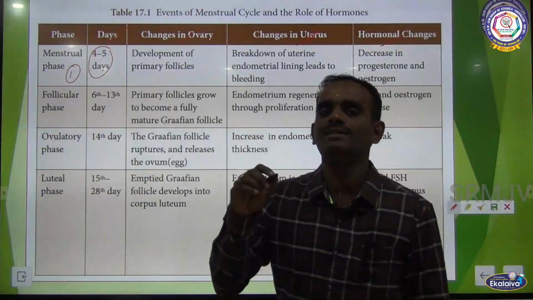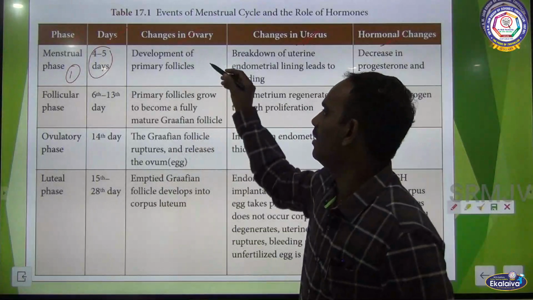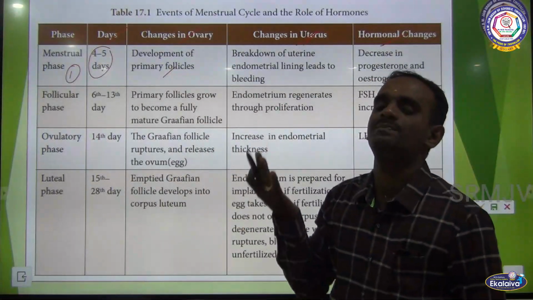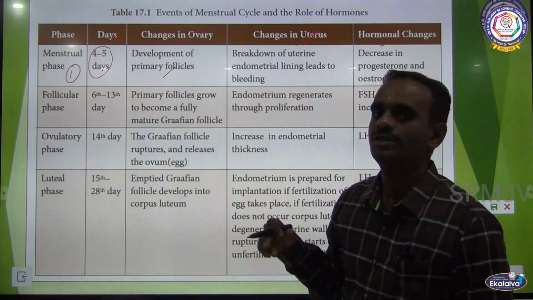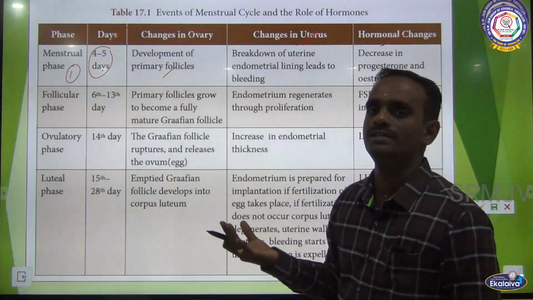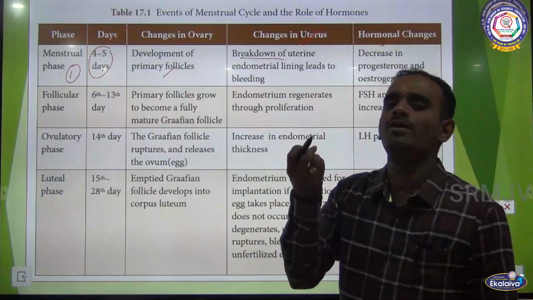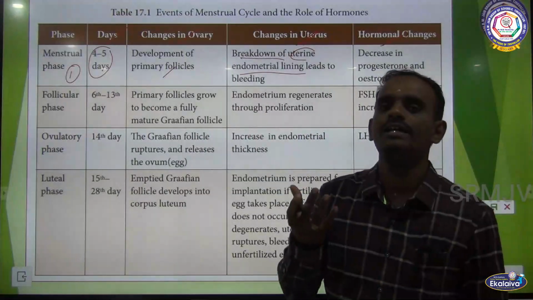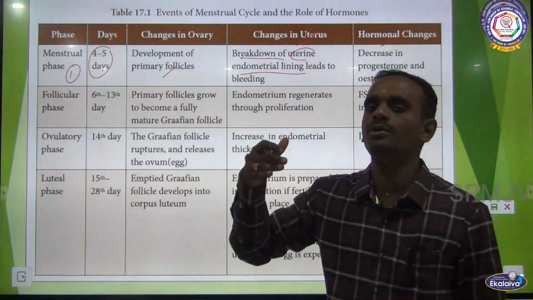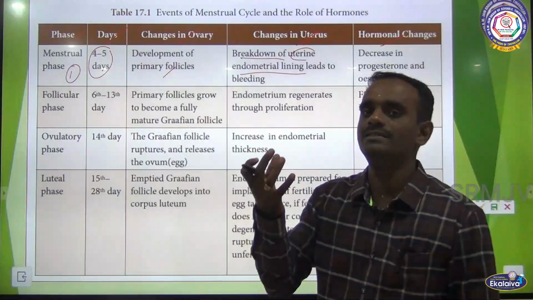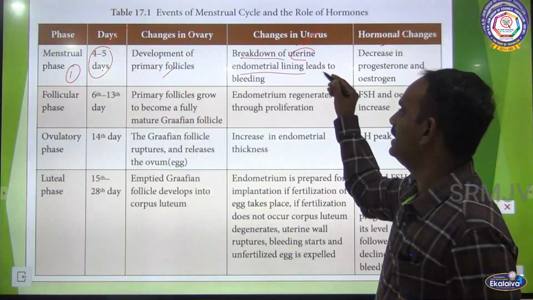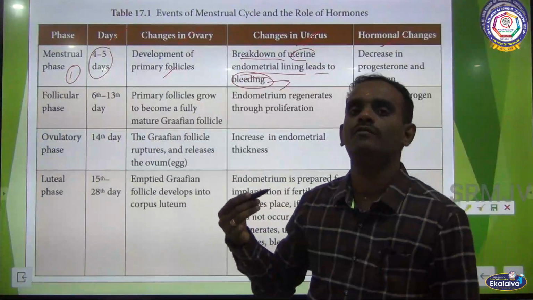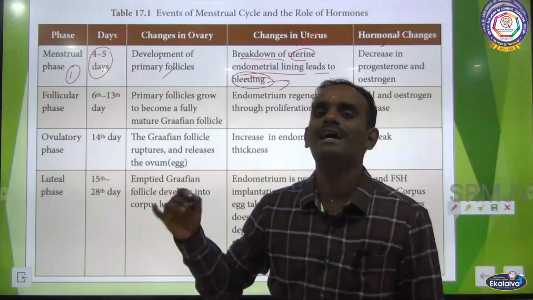The ovary, you know very well, is a primary organ. So development of primary follicles takes place during that period. What changes take place in the uterus? Very simple. Breakdown of the uterine walls, very important: a breakdown of the uterine endometrial lining. During that breakdown, all the cells are destroyed, which leads to bleeding. Due to the breakdown of the endometrial lining, the bleeding occurs.